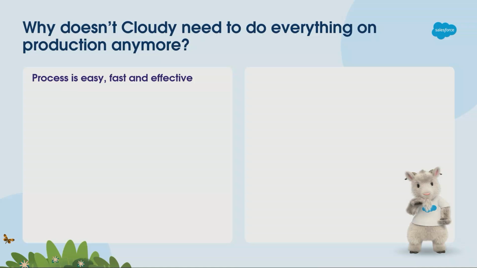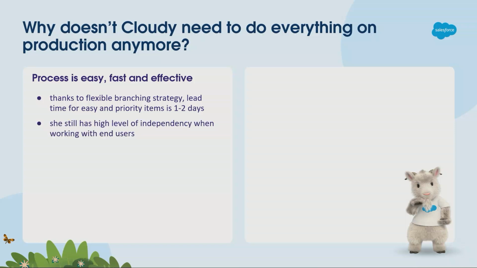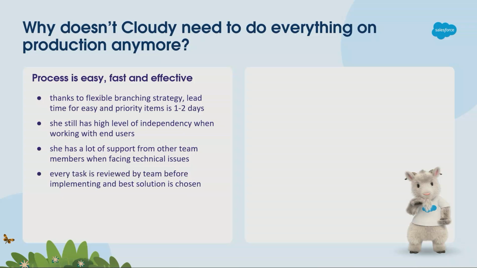So, thanks to the changes that happened, Cloudy doesn't even feel like she needs to make changes on production anymore. And that's because the new process is fast. Thanks to efficient CI/CD and automated tooling, the lead time, from deciding what the need is to developing this on production, only takes 1 to 2 days. Also, she still has a high level of independence. She still works with users, and no one takes that from her. Also, thanks to the new process, she has the support from the team. They work together, they figure out together how to solve each of the customers' and end users' problems.